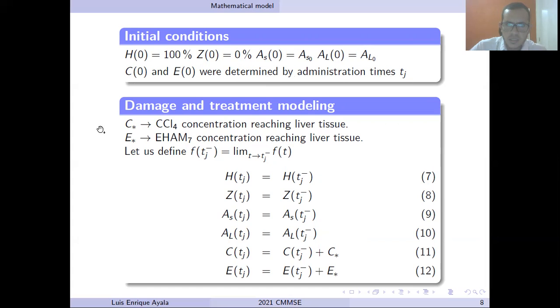The damage and treatment inclusion were modeled as impulses according to these equations. C star corresponds to the concentration reaching the liver tissue, and E star corresponds to the concentration of the extract reaching the liver tissue.